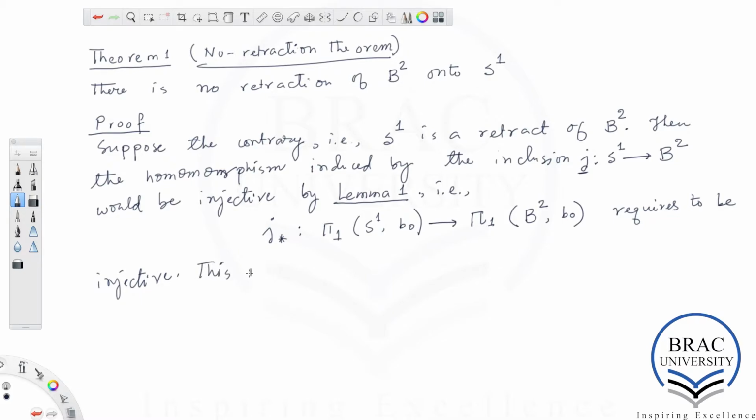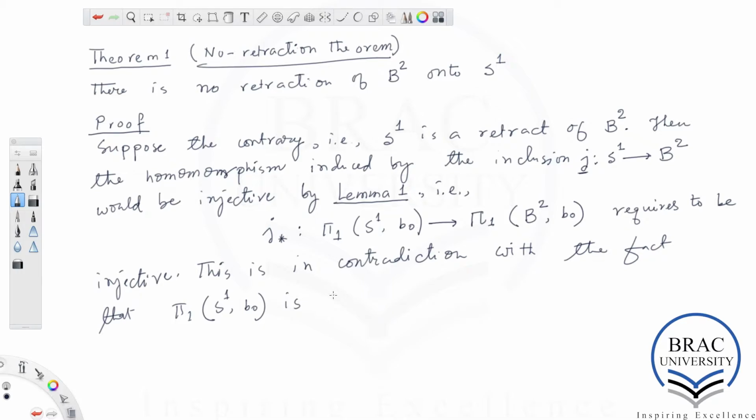Well, this is in contradiction with the fact that the fundamental group of the circle, with reference to this given base point, this distinguished point B0, is non-trivial, while the fundamental group of the unit ball with reference to the same point B0 is trivial.